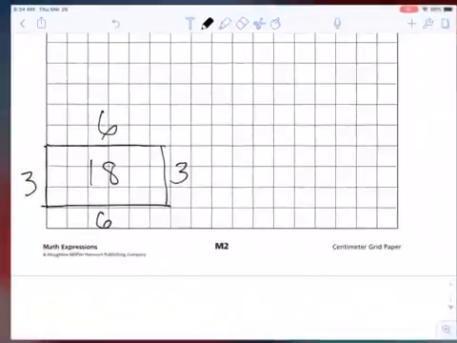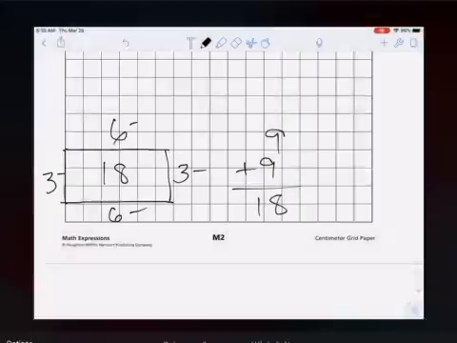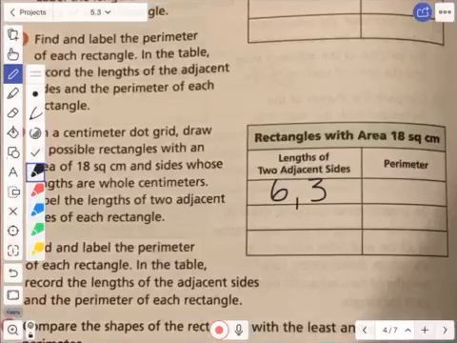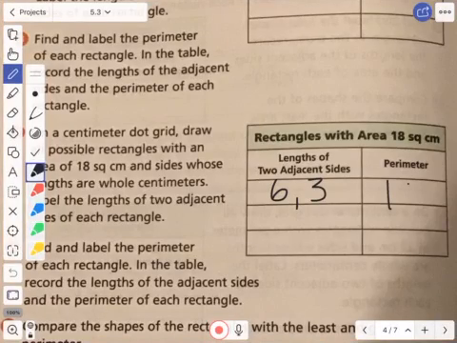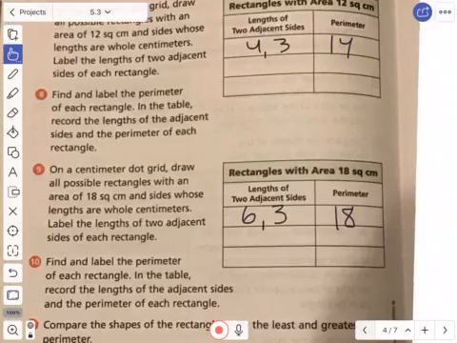Now I got to do the perimeter though. So I already did that. Now I have to add it all up though. 6 plus 3 is 9, and 6 plus 3 is 9. Cool. 9 plus 9 is 18. So that's my perimeter. That's kind of cool. Look at that. The area and the perimeter are the same. So 18.